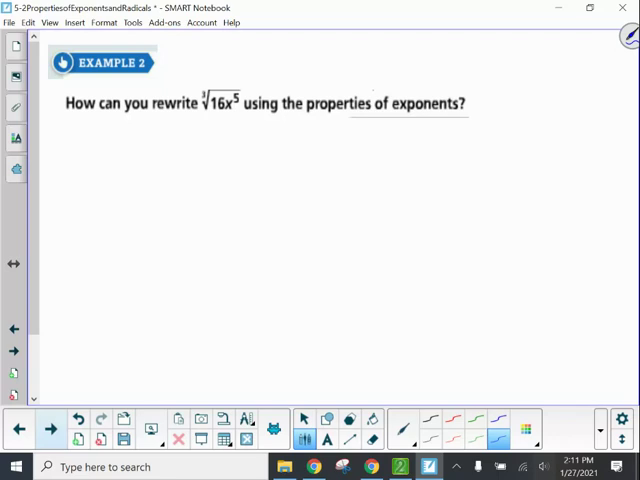So that brings us to example 2. It says, how can you rewrite the cube root of 16x to the 5th using properties of exponents? So we're going to go through and break these apart to find cube factors and basically rewrite it similar to how we did whenever we were breaking down square roots. The greatest perfect cube factor of 16 is 8, because I can take the cube root of 8. 8 times 2 is 16, so as long as I can remultiply and get what I started with, I'm good to go. X to the 5th, the greatest cube factor of that is x to the 3rd.